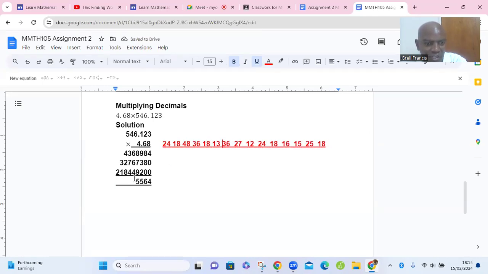So did we bring down the 8? Not yet. And we have the 1 to deal with. 7 and 3 is 10 and 4, 14 and 1, 15. Bring down the 5. We have the 1 to deal with. 4 plus 2, 6. 6 and 8, that will give us 14.